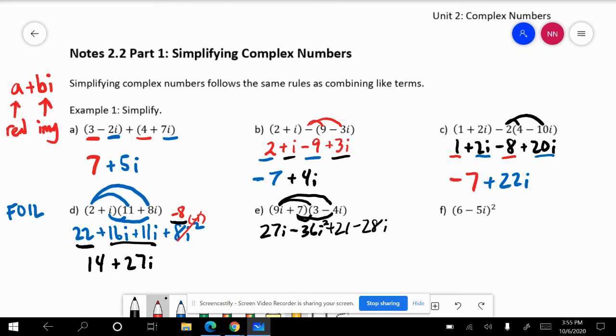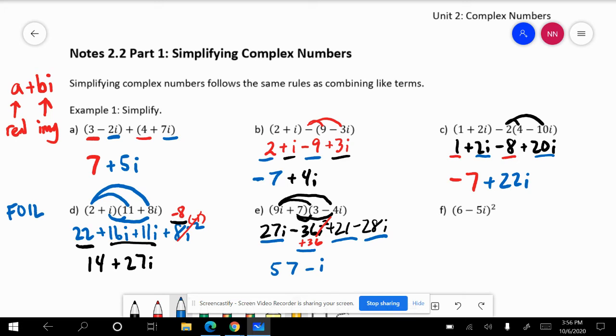So now we're going to simplify it. Remember, 9i times 4i is negative 36i squared, i squared being negative 1. Negative and negative is a positive, so this is really positive 36. So when we add our like terms, that gives us 57 for our real numbers. And then when we're looking at our imaginary numbers, that would give us negative 1i, or negative i.